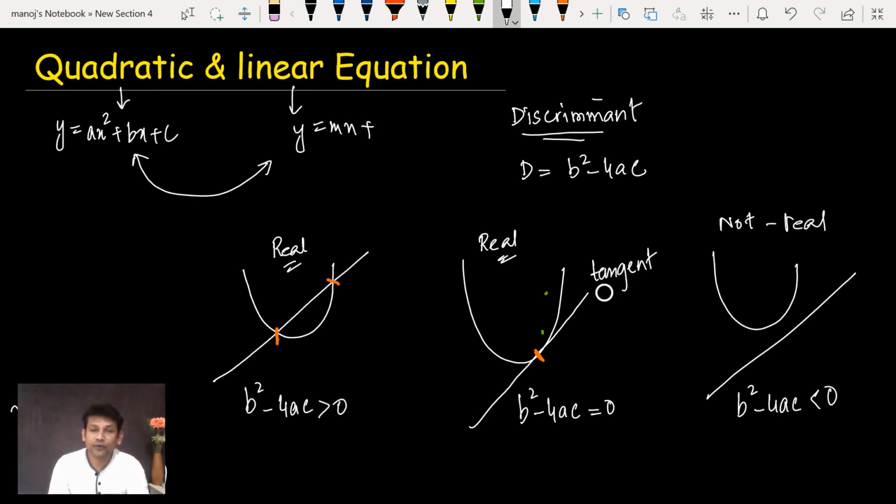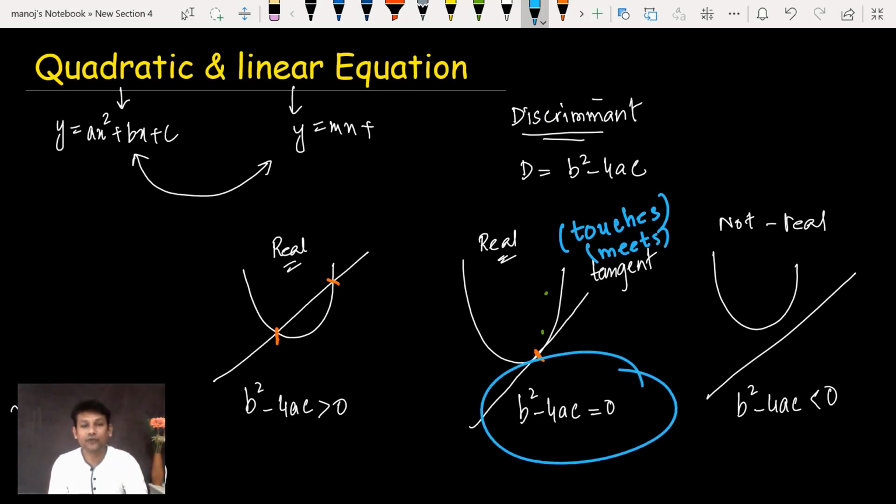The other very important thing is the tangent. In the exams, we can have a question like when a line touches. Touches means this is also a tangent. When a line meets, this is also a tangent. For this condition we always apply b squared minus 4ac equals 0, so the discriminant is 0. Then we are moving to the questions now.